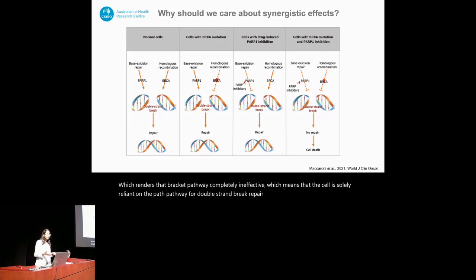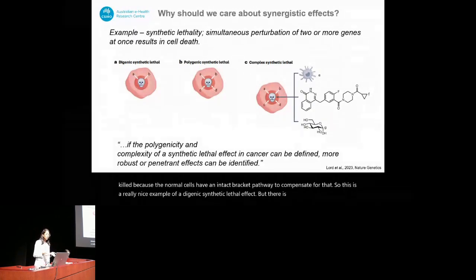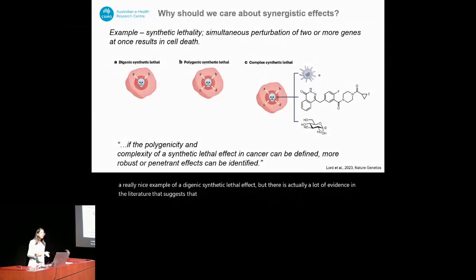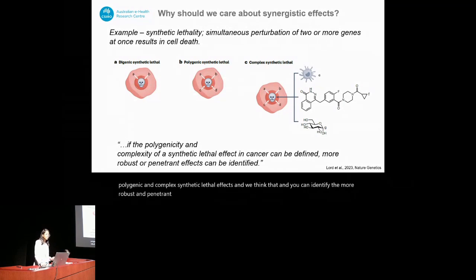So if a patient has a tumor with the BRCA mutation, then if you treat them with a PARP inhibitor, then the BRCA mutant cells will be selectively killed because the normal cells have an intact BRCA pathway to compensate for that. So this is a really nice example of a digenic synthetic lethal effect, but there's actually a lot of evidence in the literature that suggests that most synthetic lethal effects might be complex and polygenic. So we think it's really important to identify these polygenic and complex synthetic lethal effects, and we think you can identify the more robust and penetrant effects contributing to drug susceptibility.